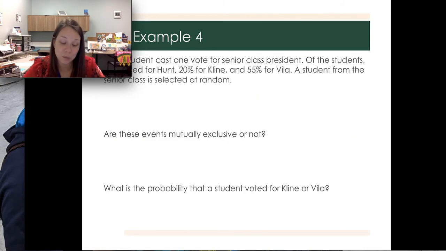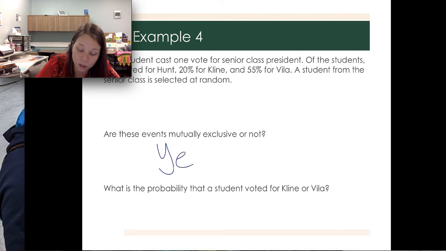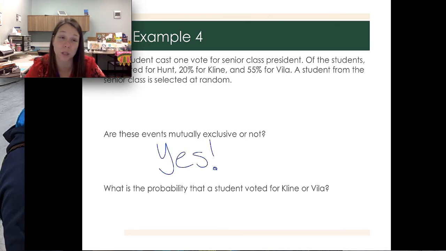All right, last example. Each student can cast 1 vote for the senior class president. Of the students, 25% vote for Hunt, 20% vote for Klein, and 55% vote for Vila. A student from the senior class is selected at random. Are these events mutually exclusive or not? In other words, can these events happen at the same time, or can they not happen at the same time? Well, a person is only allowed to cast 1 vote. So yes, these events are mutually exclusive. You can't vote for more than one person, so there's not going to be any overlap between the people that are voting for Hunt, Klein, or Vila.